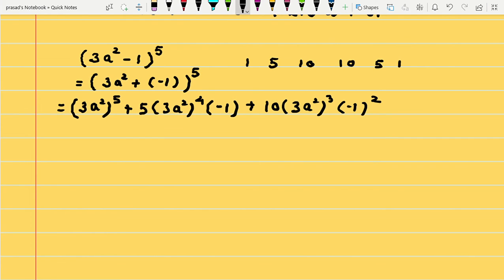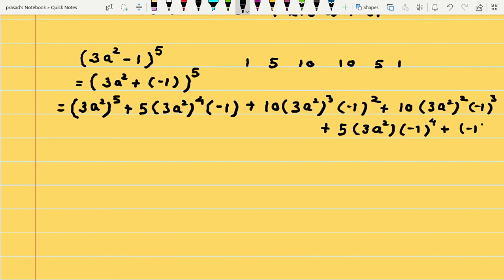Then the next term. So again the coefficient is 10. 3a square, the power will be 2, and negative 1, the power will be 3. Then the next coefficient is 5. So 3a square, the power is 1, negative 1, the power is 4. And in the last term, negative 1, power 5.